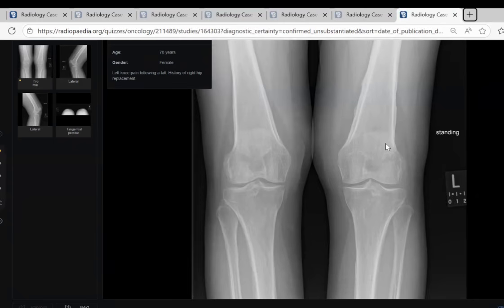My colleague, this is a 70-year-old female patient complaining of left knee pain after falling. She has a history of right hip replacement. You can go on. Okay, sir. So these are the X-ray frontal projection of the knees in the standing position.